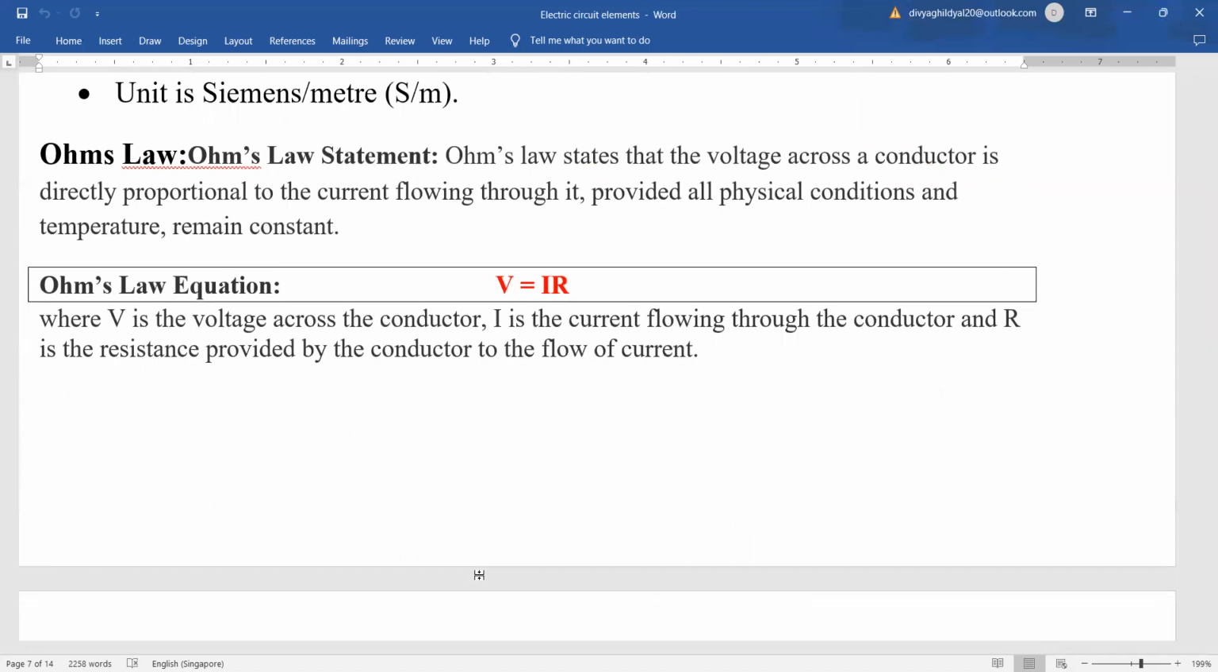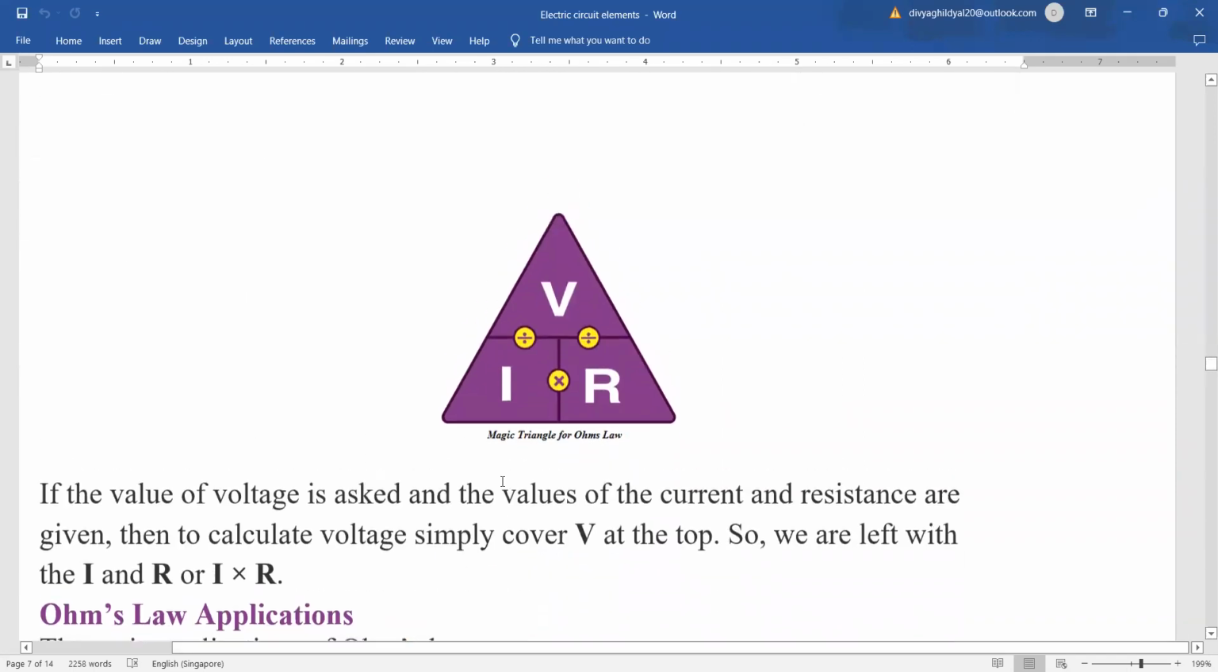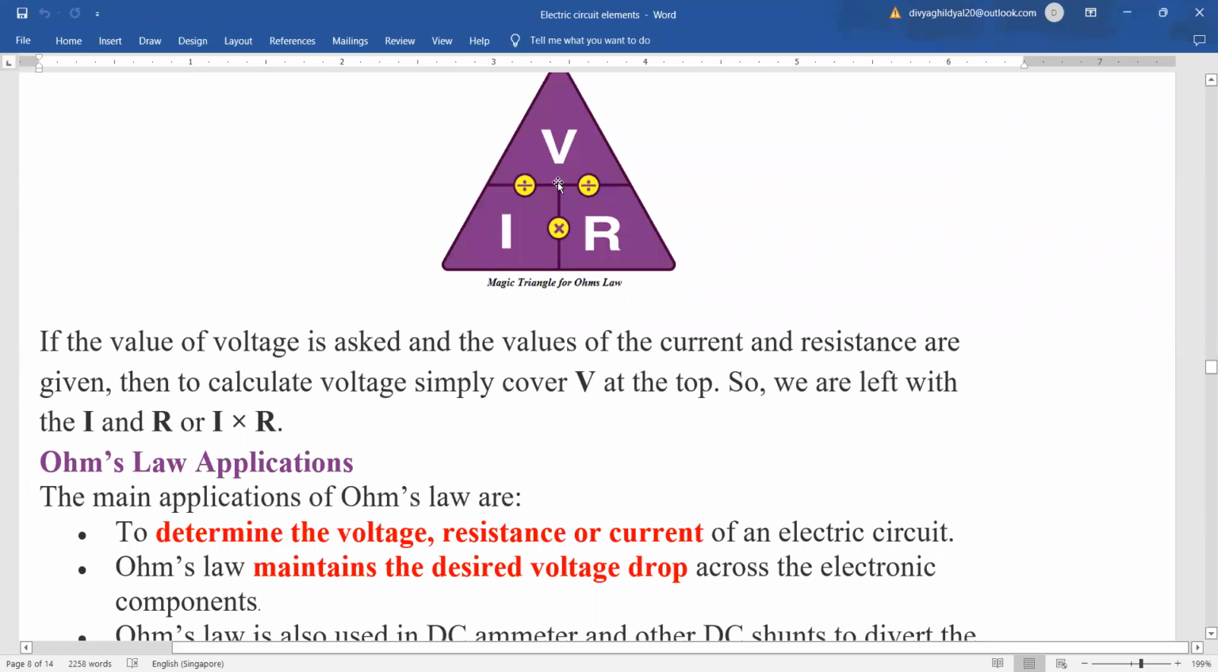Now, Ohm's law, very important law for electronics. It states that the voltage across a conductor is directly proportional to the current flowing through it. And when we remove this proportionality sign, we introduce the constant R. This law remains valid for physical conditions of temperature remaining constant. And this law is very important. There is a very easier way of learning this law also. We see here voltage, multiplier into current, resistance. V is equal to IR.